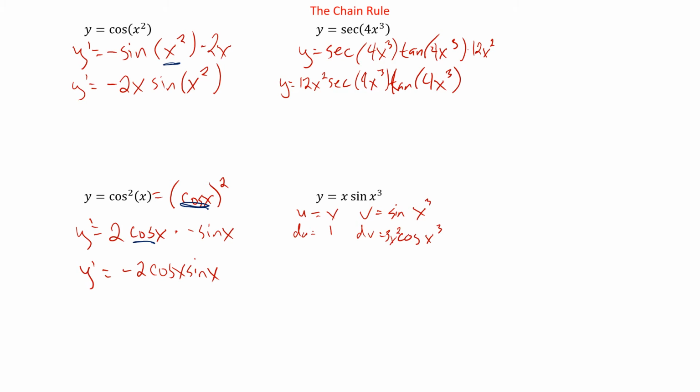Now product rule, we're going to multiply, and then add. So we have y prime will be x times 3x squared cosine of x cubed. Well, x times 3x squared is 3x to the third cosine x cubed, plus 1 times sine of x cubed is sine of x cubed. There we go. So we have the product rule, and then with that, we had the chain rule inside of the product rule.